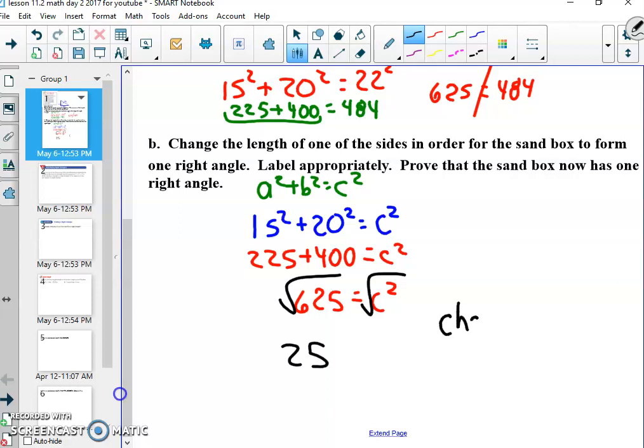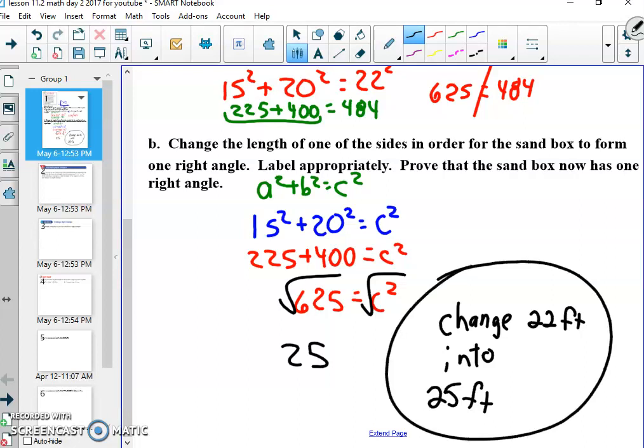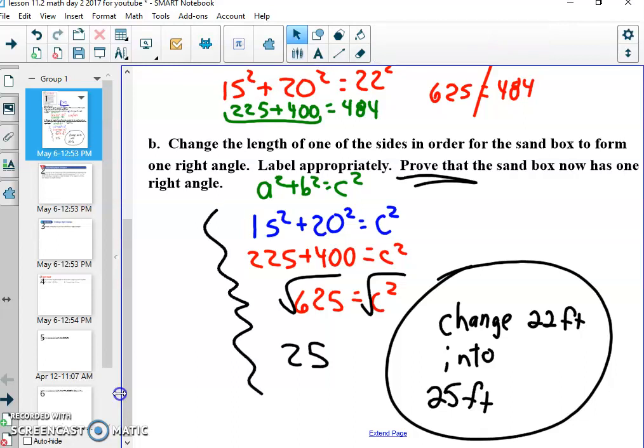So I'm going to change 22 feet into 25 feet. Okay, prove it. Well, I used math right here. All this math that I did proves that 25 would work.